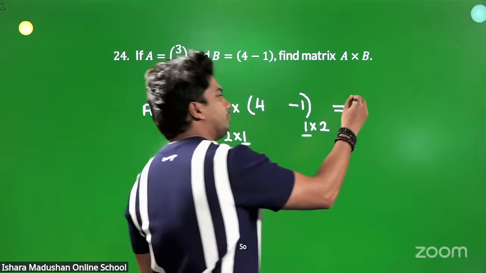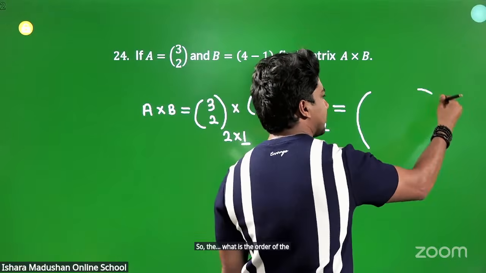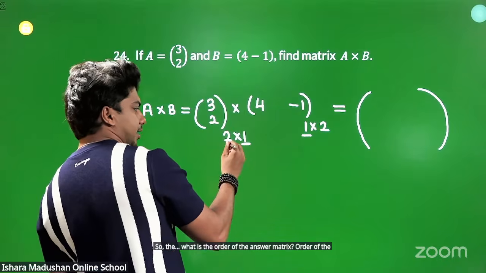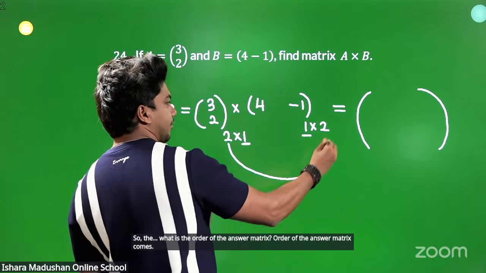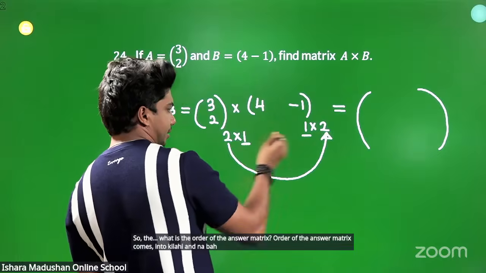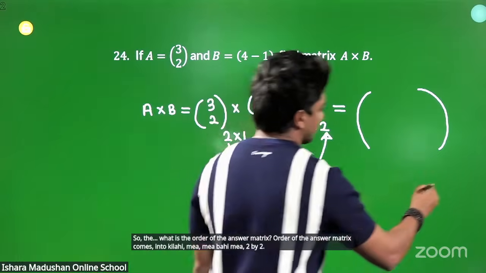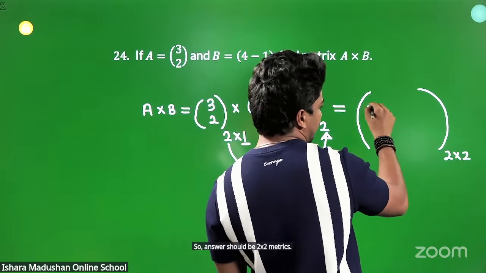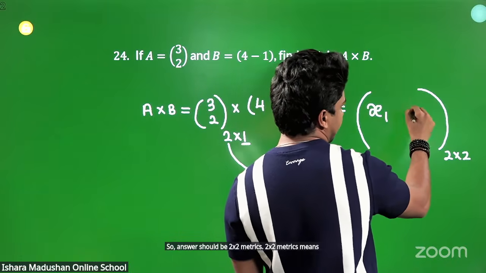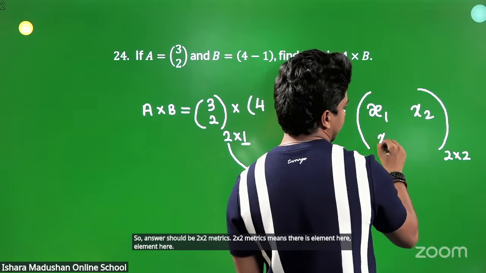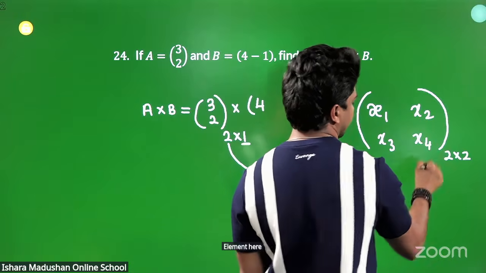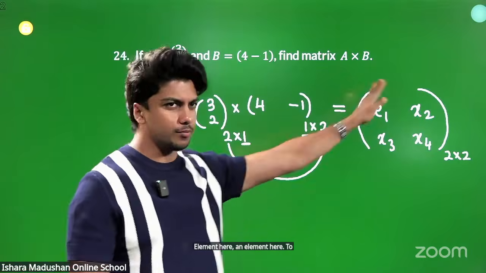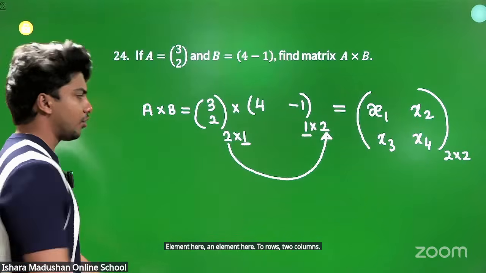So what is the order of the answer matrix? The order of the answer matrix comes as this by this, 2 by 2. So the answer should be a 2 by 2 matrix. 2 by 2 matrix means there is an element here, here, here and here. Two rows, 2 columns.